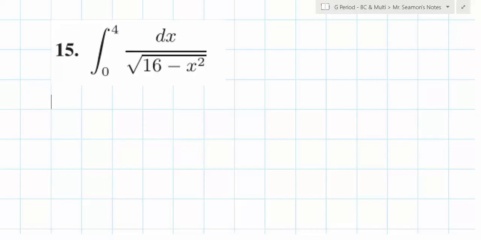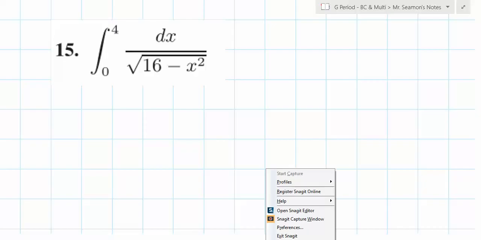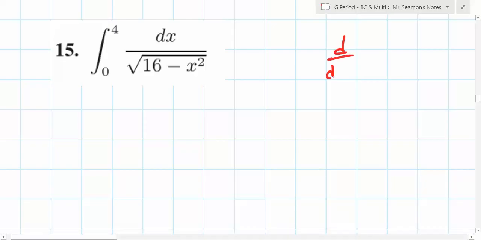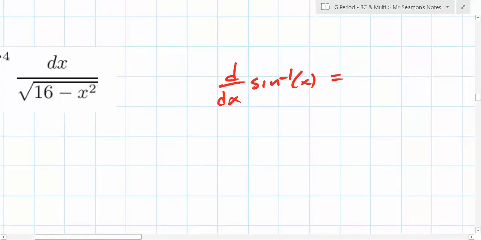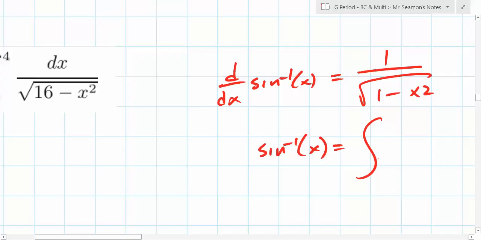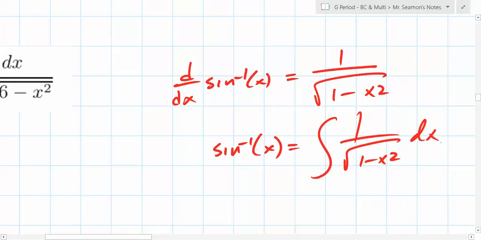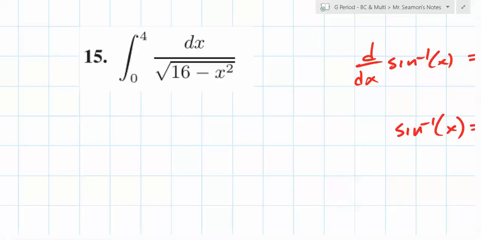That you have to recognize something. You have to look at that and read the tea leaves. The derivative d/dx of sine inverse x is equal to what? 1 over the square root of 1 minus x squared. So what does sine inverse x equal? The integral of this thing, right? dx. Thank you. So we go over here and we're like, oh, we're almost there. This is an indefinite integral with arc sine.